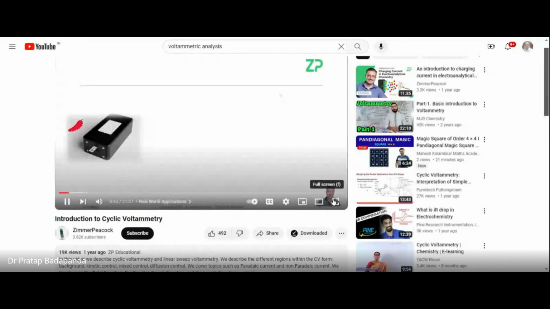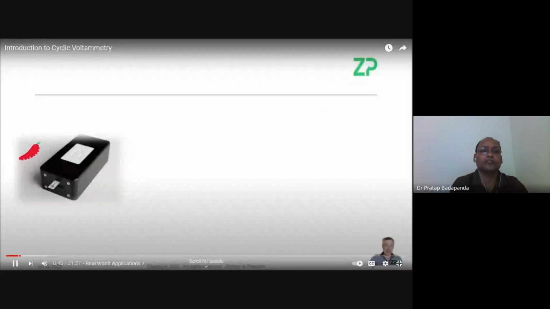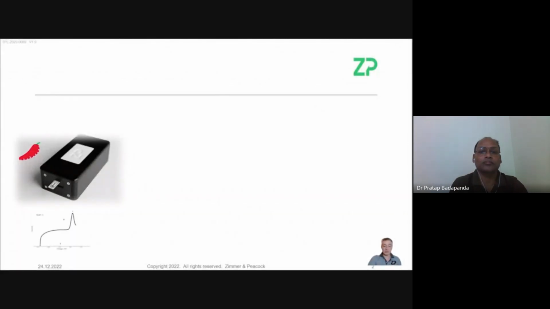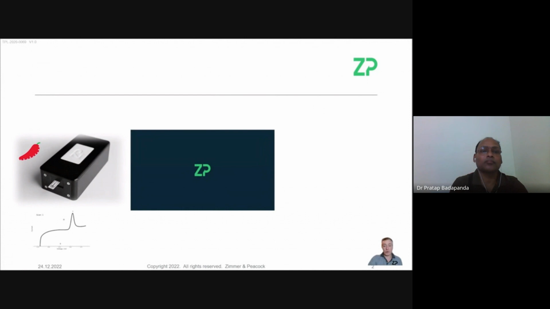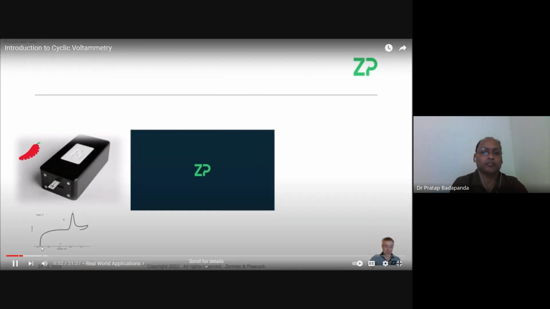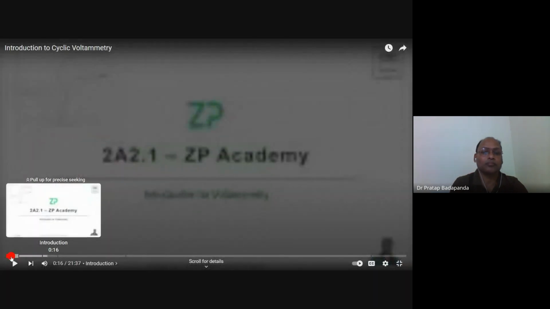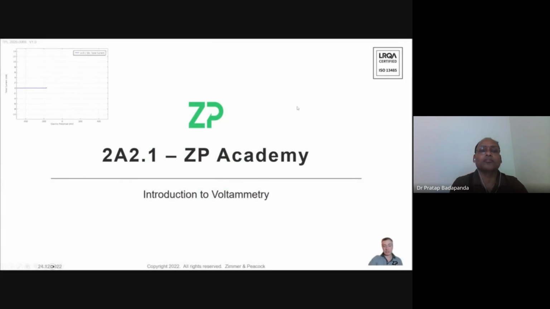It's not just a nice experiment to do in the lab. It's actually something that does get used in the real world. One of these examples is one of the products that we have at ZP, and particularly the shape, this kind of duckbill shape that people describe a voltammogram as looking like.